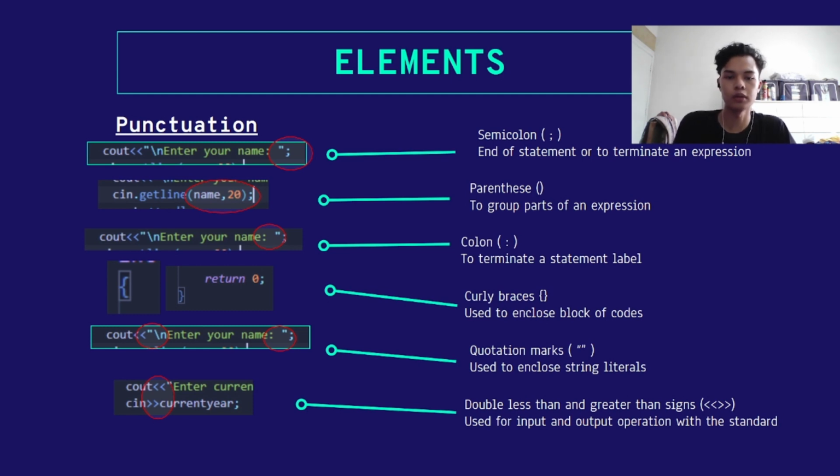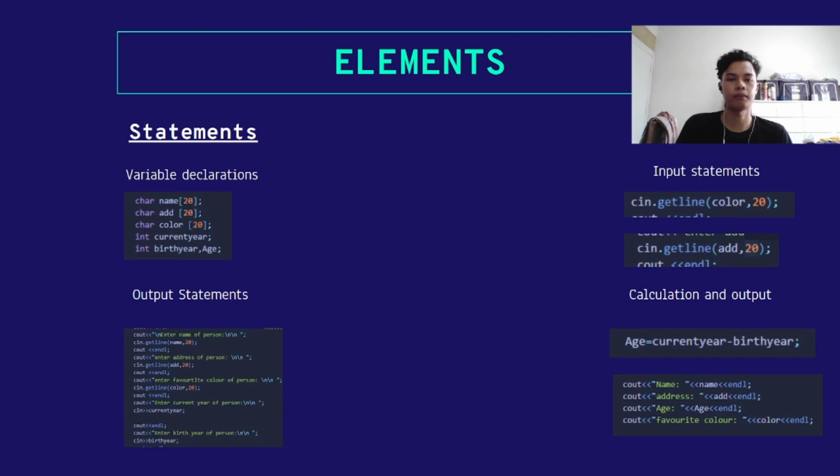And then we have colon, which is similar to semicolon, but it is used to terminate a statement label. And then we also have curly braces, which are used to enclose a block of codes. And then second last, we have quotation marks, used to enclose string literals. As you can see there, the string in the quotation marks is "enter your name". And then lastly, we have the double less-than and greater-than signs. They are used for input and output operations.